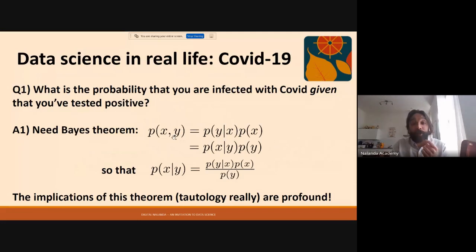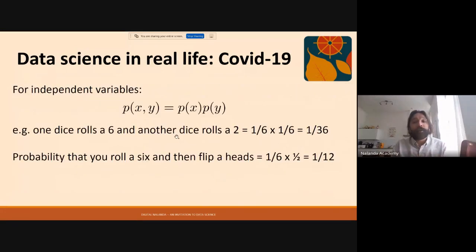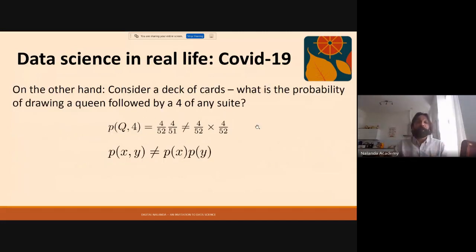If the probabilities are independent, like when you throw two dice one after another, and I roll a 6 on one die and a 2 on the other, then because these are independent probabilities, the probability of both is just the product of the probabilities. But it's not always true that probabilities are independent.